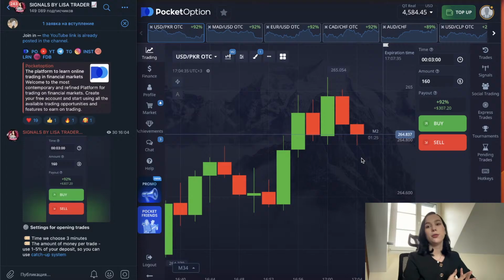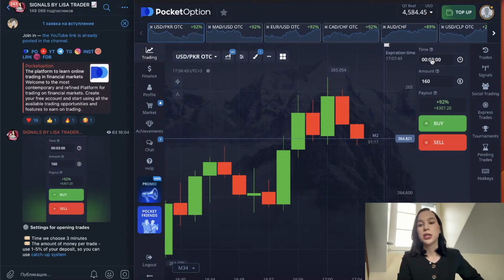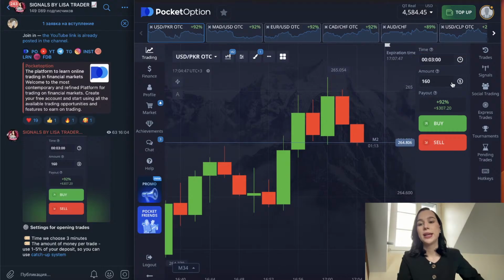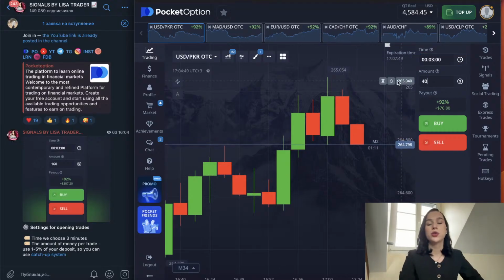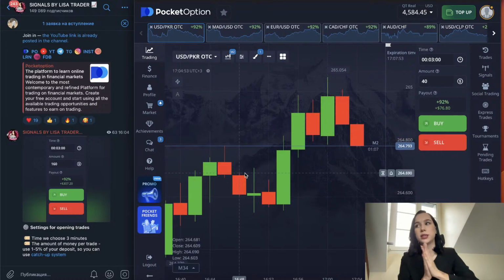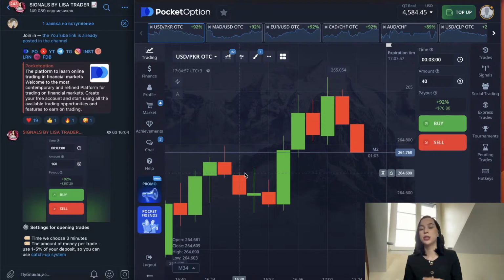After we open the platform, we need to do the same settings for opening a trade. The first one is the time of the expiration. It's 3 minutes. You can change it like this, plus minus. Then the amount of money per trade. We need to use 1% of our deposit, guys. Please be really careful with that, because that's how you minimize all of your risk and have the opportunity to use a catch-up system in case of something.